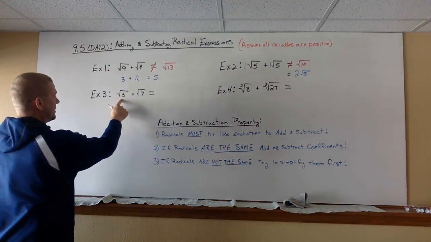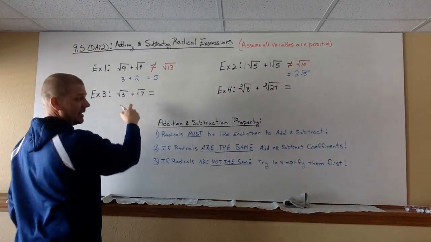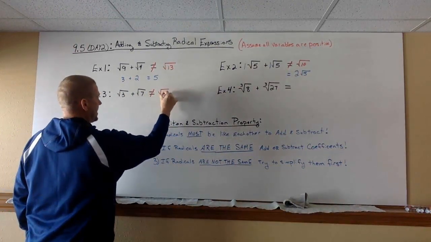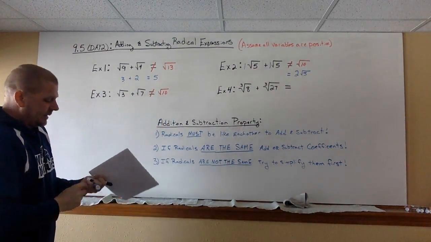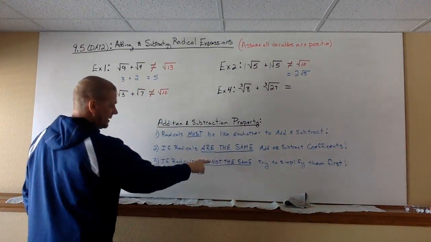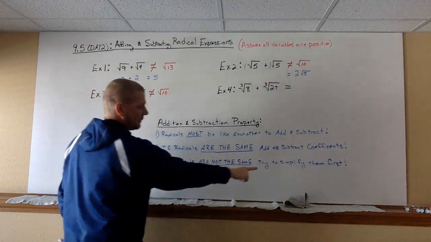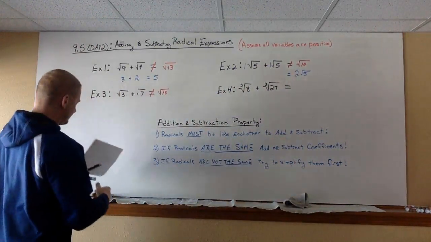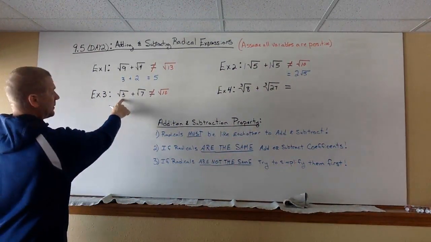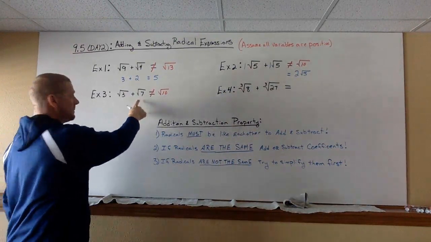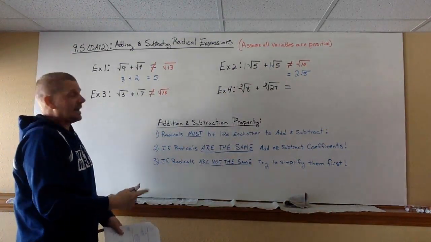Example 3, the square root of 3 plus the square root of 7. Well, I can tell you what it's not. It is not the square root of 10. So what we need to do, they have to be the same to add or subtract. Here they are not the same. So we're going to try to simplify them each first. Well, the square root of 3 is simplified. I have no perfect squares to take out of there. And the same with the square root of 7. There's nothing I can take out of there.